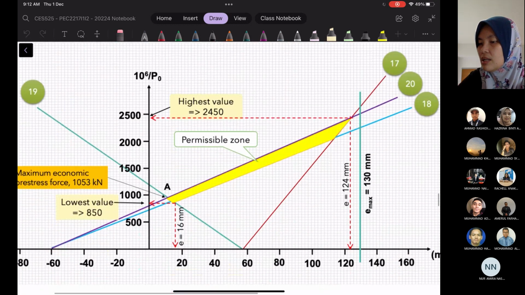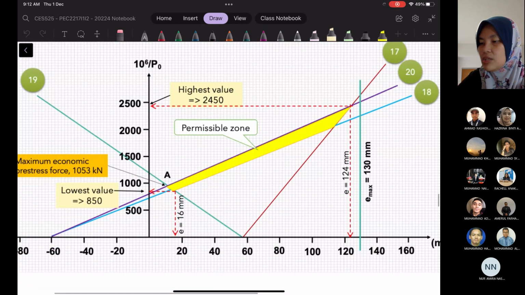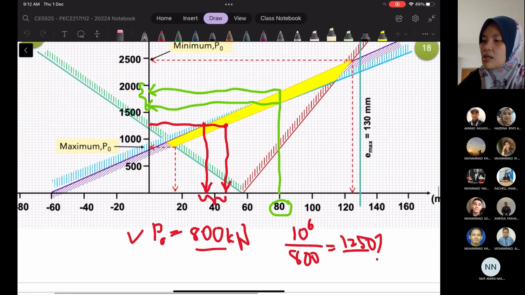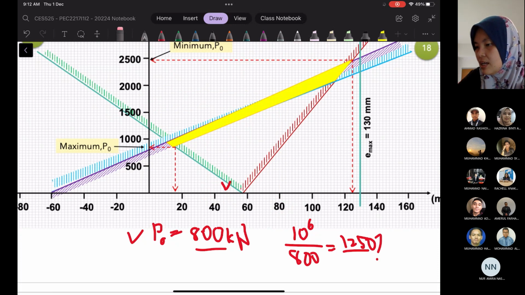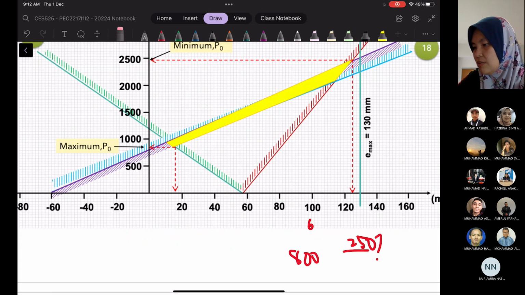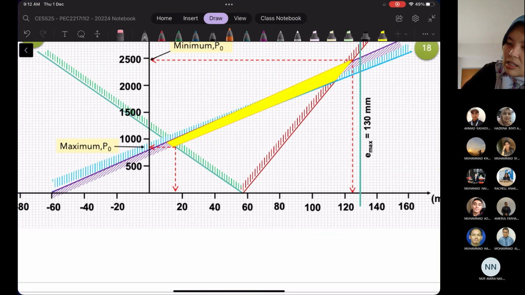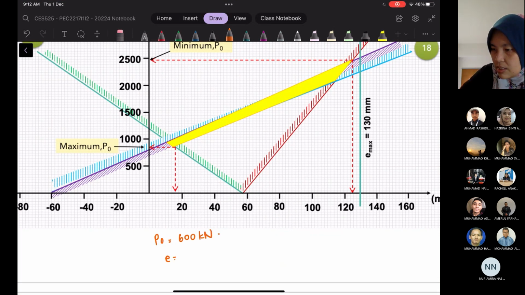So kalau katalah macam yang ni, then mungkin kita boleh ambil kita P naught yang tu is 700, yang kita guna tu adalah 700. So mungkin dekat sini boleh kita ambil P naught value of 600 for example, right? So tengok dekat sini, for example, katalah kita ambil P naught value of 600 kilo Newton. So kita boleh tentukan berapa dia punya E value, right?